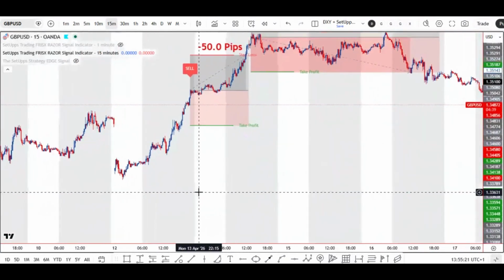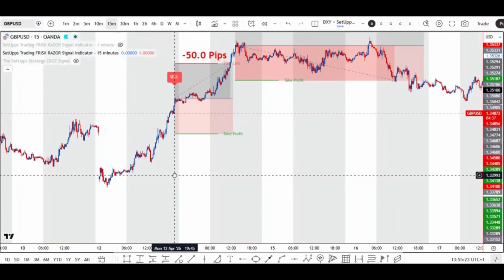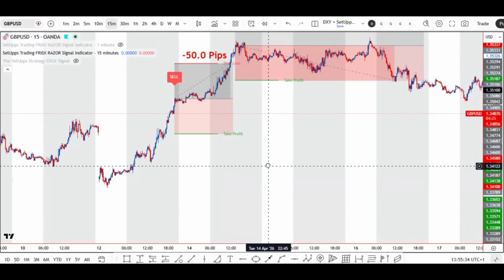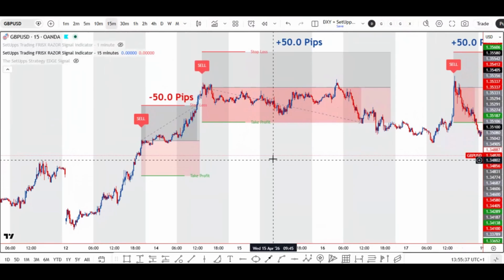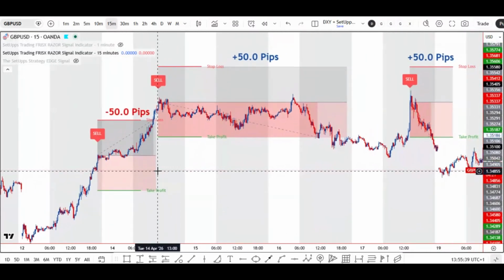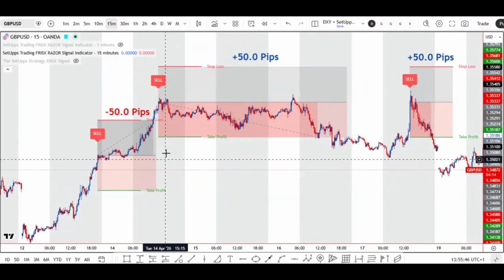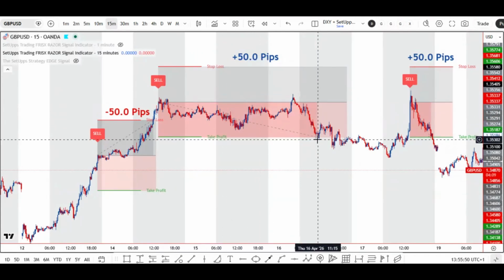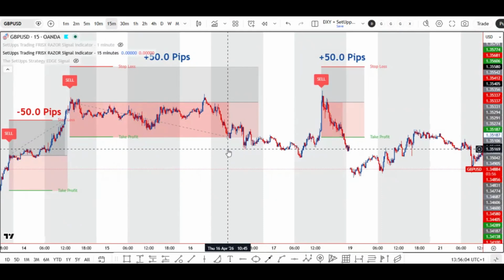Now, if we go on to the next signal, which was triggered about on the 13th of April at 7:45, that trade went and hit stop loss straight away. So I'll call it a loss. Then we had another trigger, a sell trigger on the 14th at 1:15. That then came almost straight into TP. So that was opened on the Tuesday and closed on the Thursday.